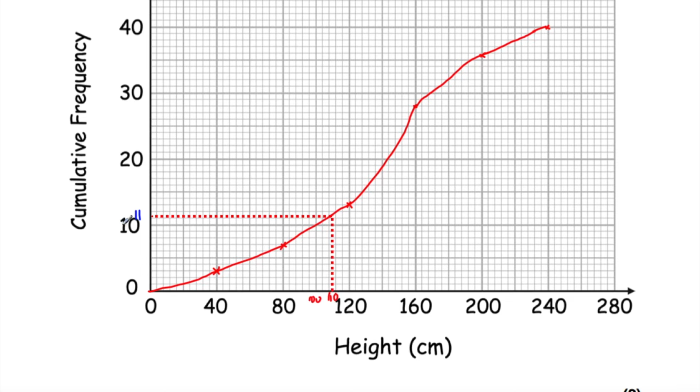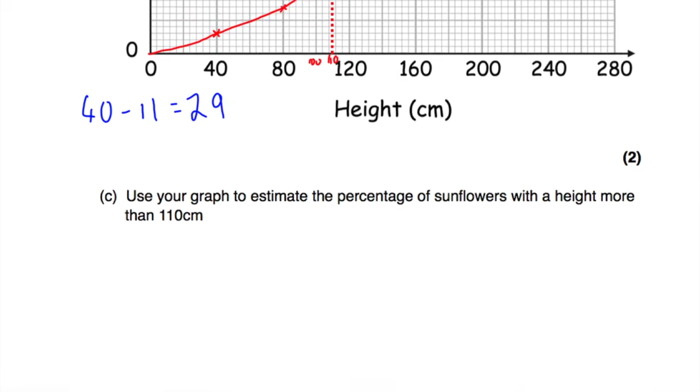That means the rest will have a height greater than 110 centimeters, and there's 40 altogether. So if we do 40 subtract 11, that's equal to 29. So that means that 29 sunflowers will have a height greater than 110 centimeters, and the rest 11 will be less than 110 centimeters. So our estimate for the number of sunflowers with a height greater than 110 centimeters would be 29. So that's 29.